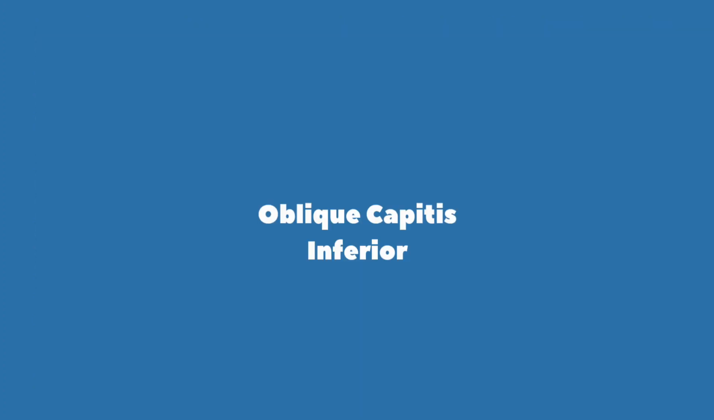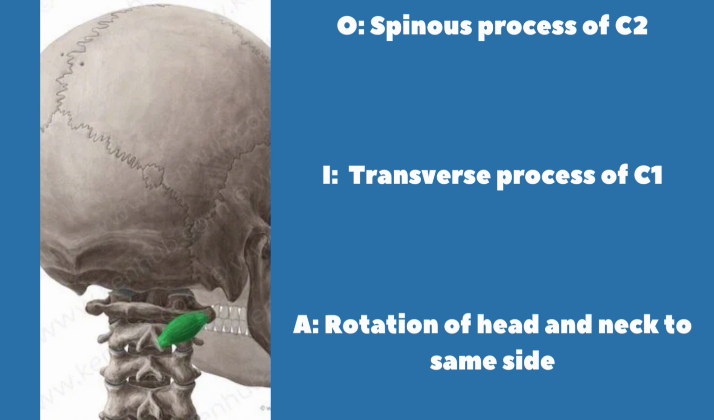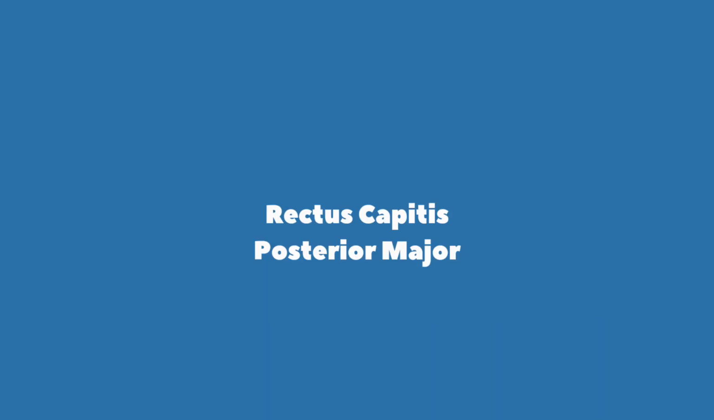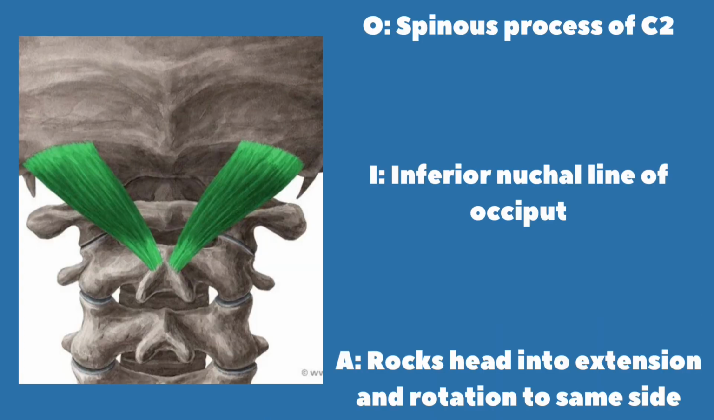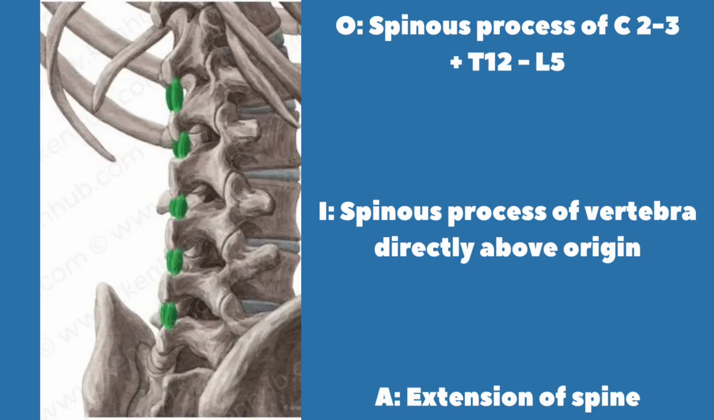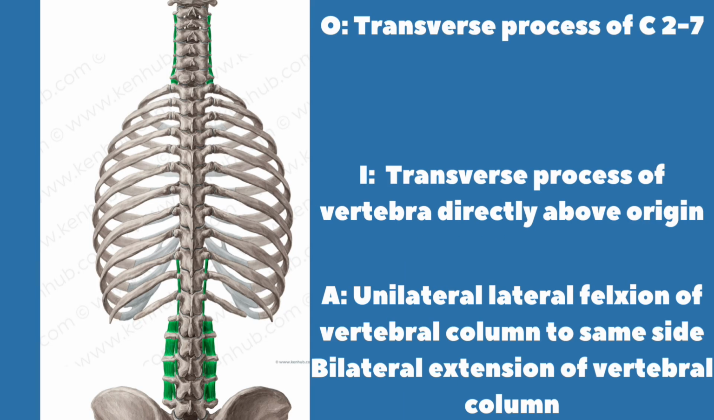Oblique capitis inferior originates the spinous process of C2 and inserts the transverse process of C1. Oblique capitis superior originates transverse process of C1 and inserts between the nuchal lines on the occiput. Rectus capitis posterior major originates spinous process of C2 and inserts inferior nuchal line of the occiput. Rectus capitis posterior minor originates the tubercle of posterior arch of C1 and inserts the inferior nuchal line of the occiput.